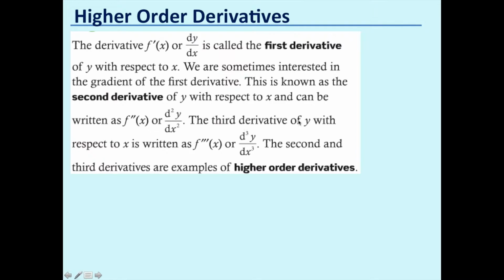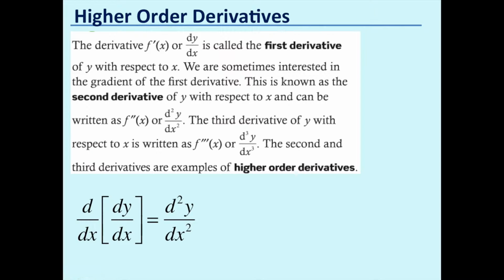Similarly, we could have the third derivative of y with respect to x, which is just the gradient of this, which is written as f'''(x), or d cubed y over dx cubed. So we'll look at the notation in a minute on how this arises, but just first of all note that the second derivative and the third derivative are examples of higher order derivatives.